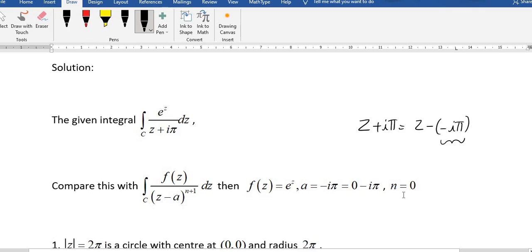Why n equal to 0? Because here the power of this term is 1. So n equal to 0. If the power of this term is 2, then this 2 can be written as 1 plus 1. At that time n equal to 1. If the power of this term is 3, then 3 can be written as 2 plus 1. At that time n equal to 2.